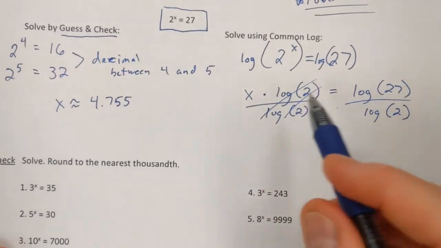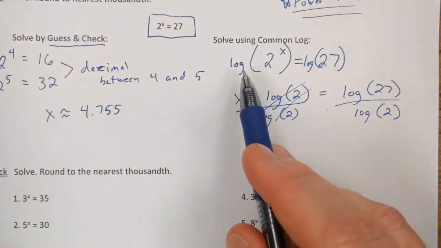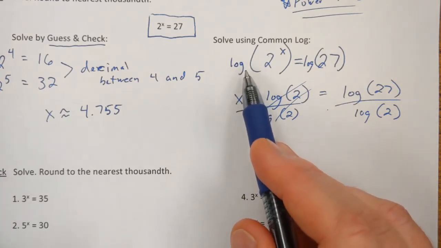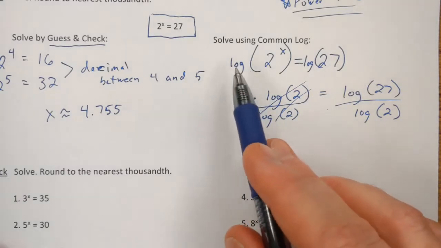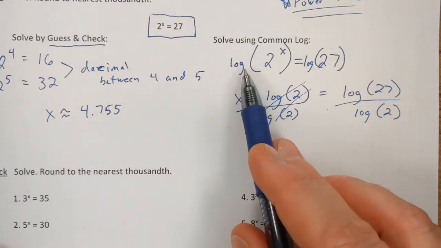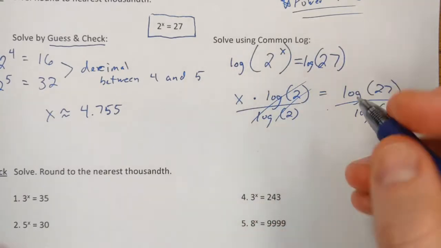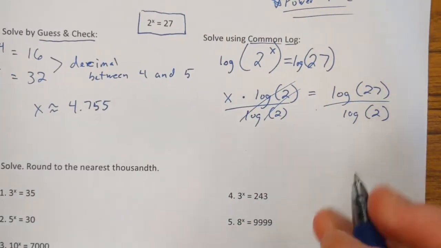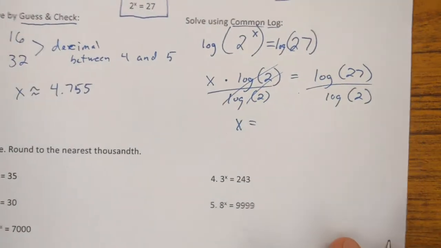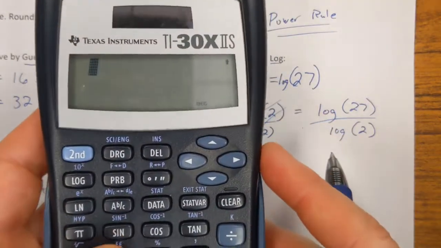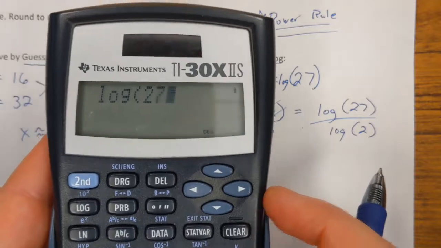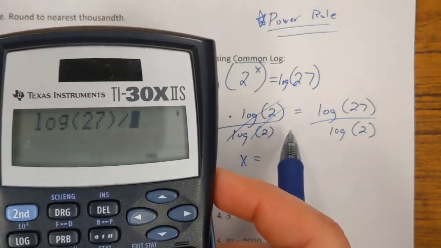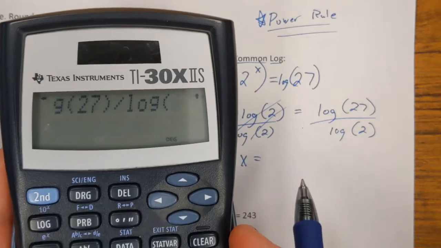Now, technically, this works with a log of any base. You could do a base 2, a base 3, a base 4, whatever. But since our calculators generally do a log base 10, that's called the common log, we're just going to use the common log because this is going to be very easy to solve in our calculator. To get this answer in our calculator, all we have to do is log base 10 of 27, this is called the common log of 27, divided by the common log of 2.